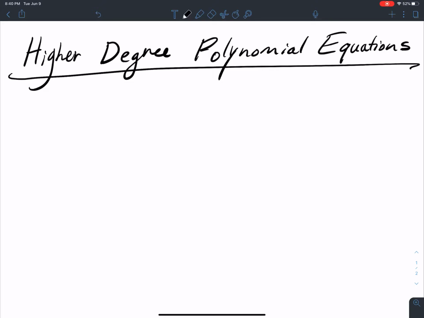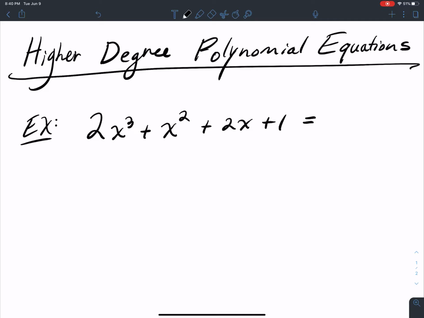So in this video, we're going to talk about higher degree polynomial equations. I've got an equation. I want to find the solution. So I've got 2x cubed plus x squared plus 2x plus 1 equals 0. The first thing I do, I think, okay, there's 1, 2, 3, 4 terms. 4 terms automatically makes me jump to factor by grouping. Group the first two, group the second two, see if there's anything in common.